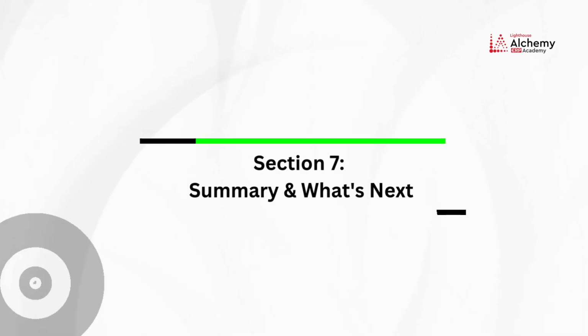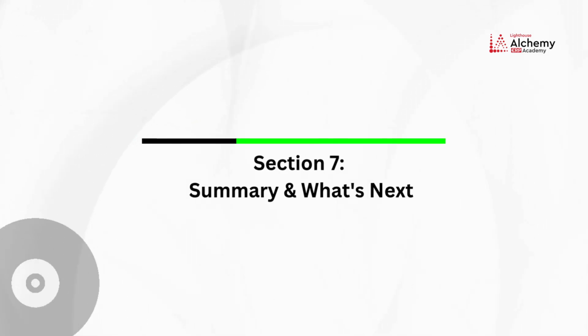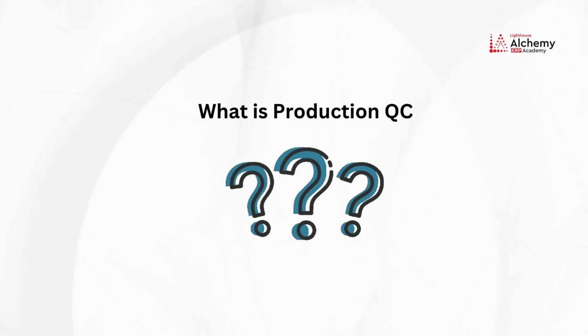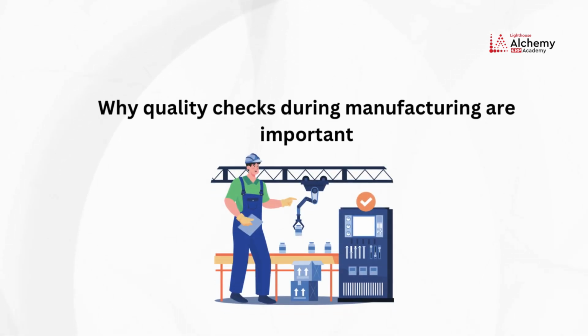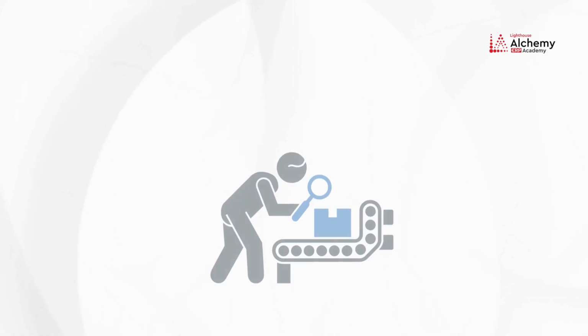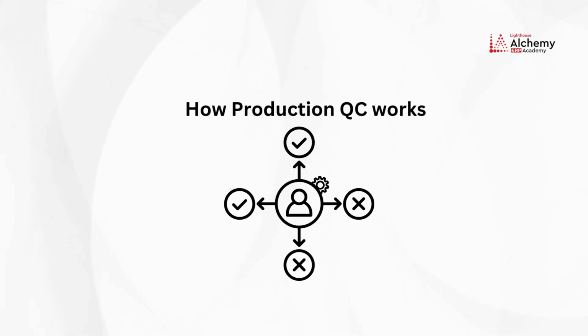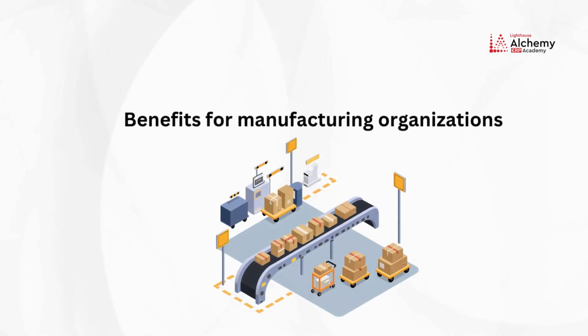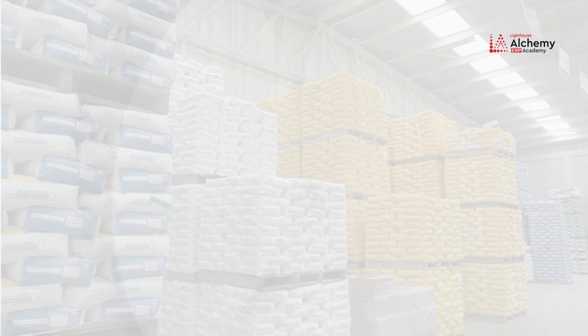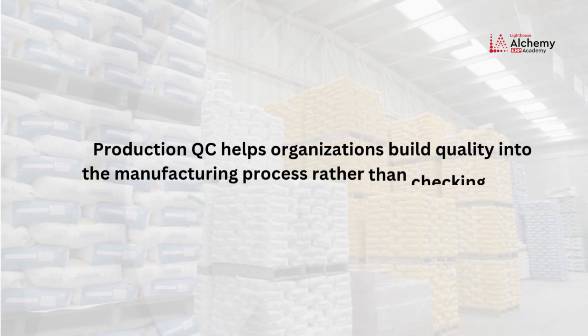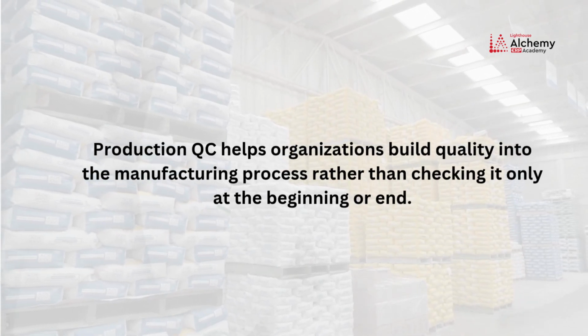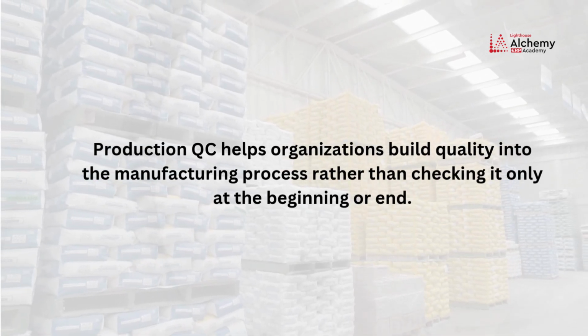Section 7. Summary and what's next. What is production QC? Why quality checks during manufacturing are important. Types of quality inspections. How production QC works. Benefits for manufacturing organizations. Production QC helps organizations build quality into the manufacturing process rather than checking it only at the beginning or end.